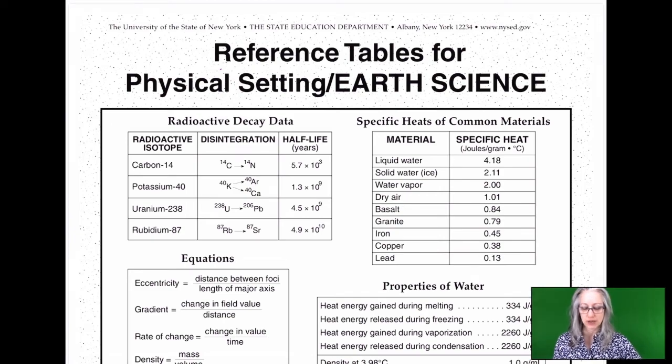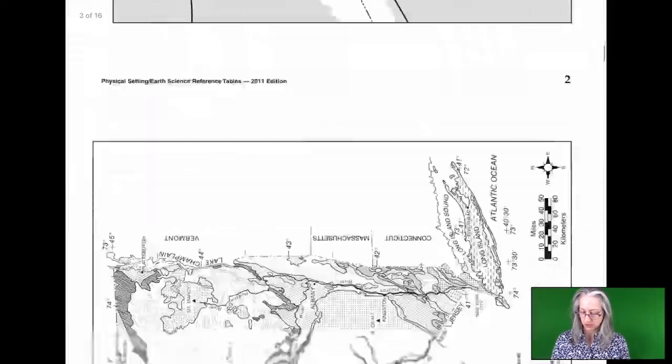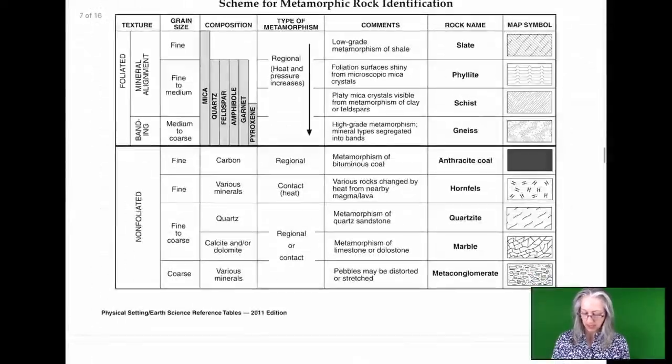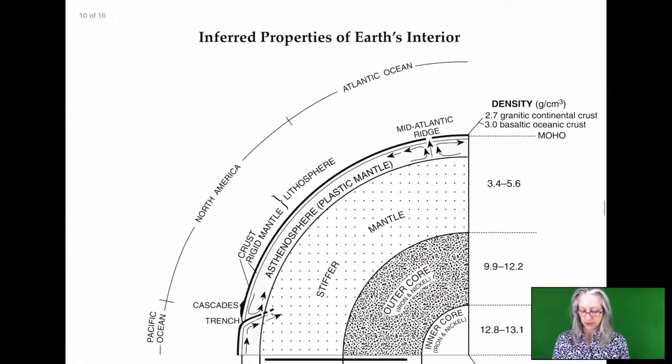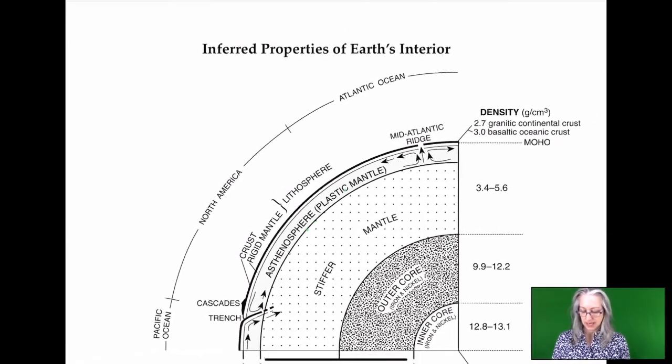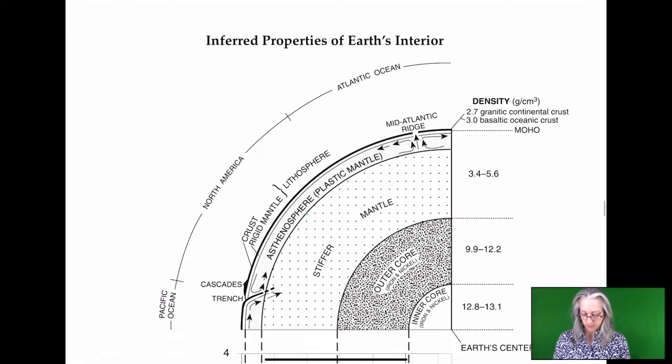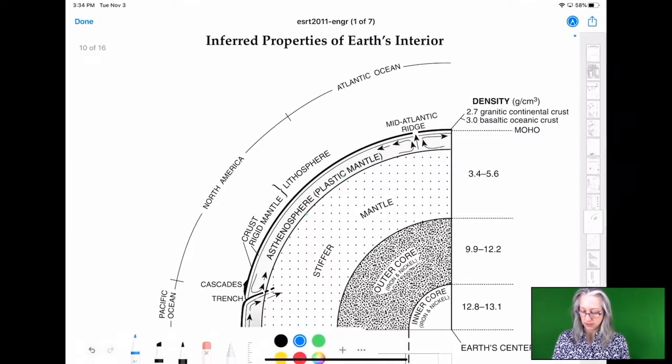In this video, I'm going to show you how to use page 10 in the Earth Science reference tables. So let's go to page 10. And on page 10, you're going to see inferred properties of Earth's interior. This is kind of a complicated diagram, but we're going to break it down little by little and make it make sense for you.